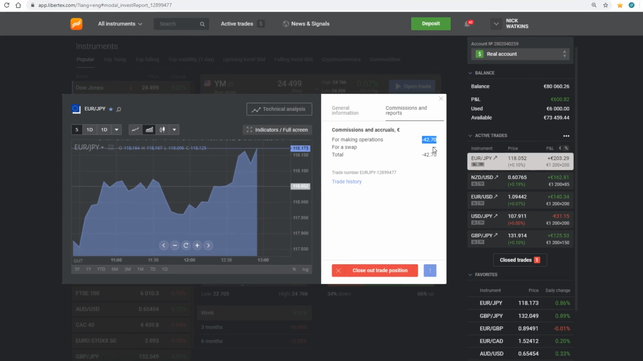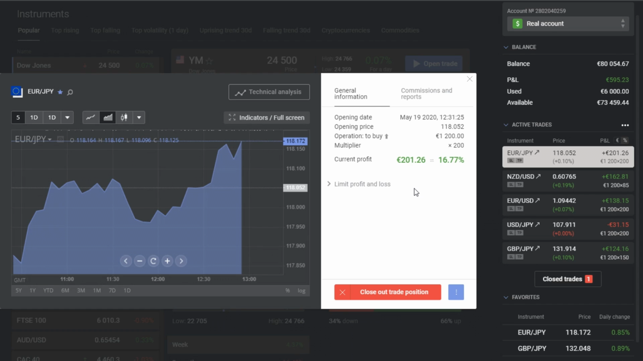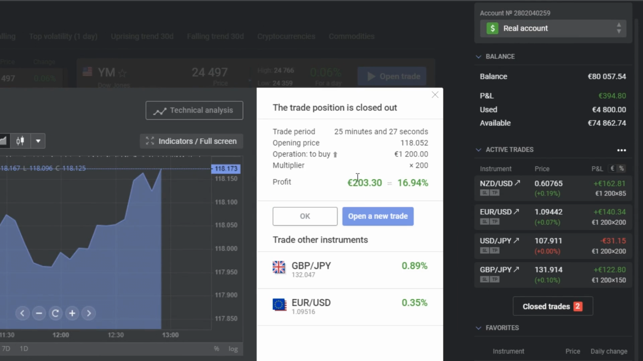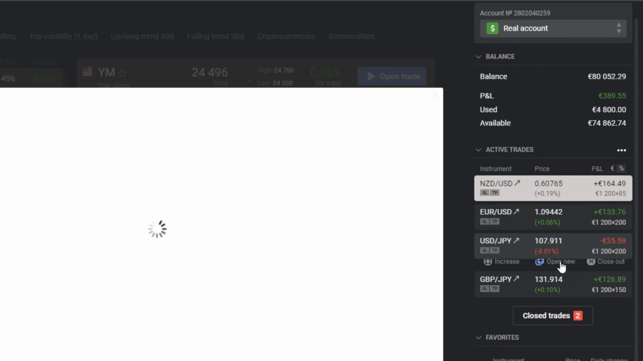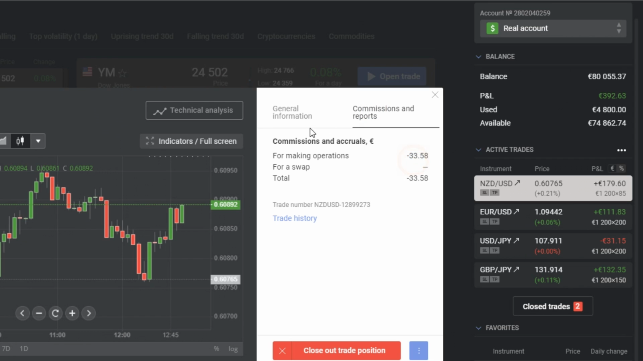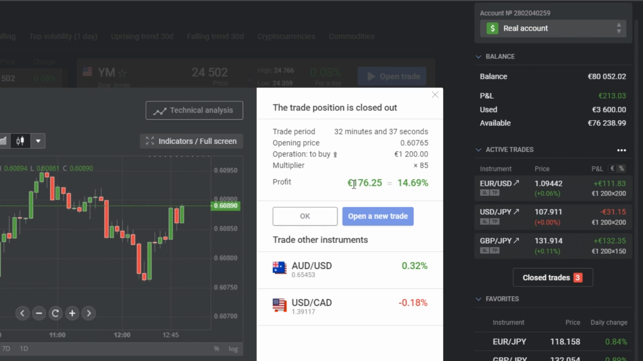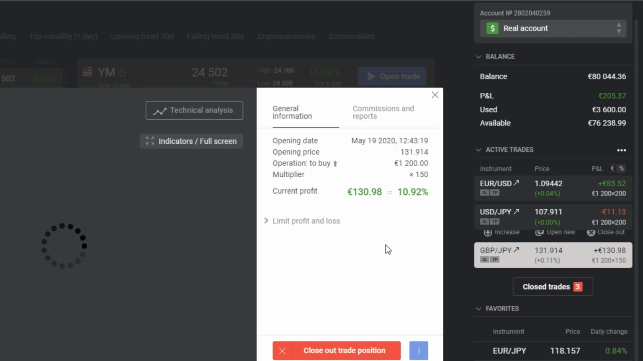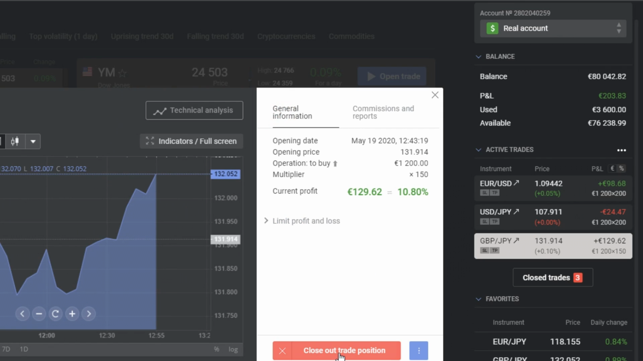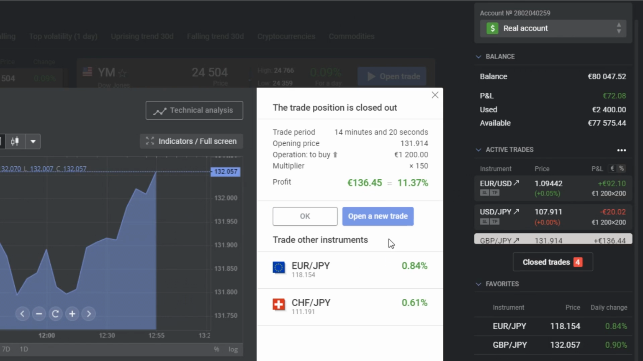I wanted to make sure that my profit exceeds the commission. The pure profit was 160 euros. It took me 25 minutes to earn money. I had 3 more profitable trades and only 1 trade was unprofitable at that moment. I always check the commission and the profit. So my pure profit was 142 euros and it took me 32 minutes. The commission for the pound-yen was quite high, but I earned 77 euros with this trade and it took me just 14 minutes and 20 seconds.